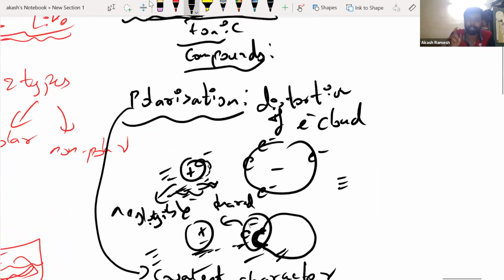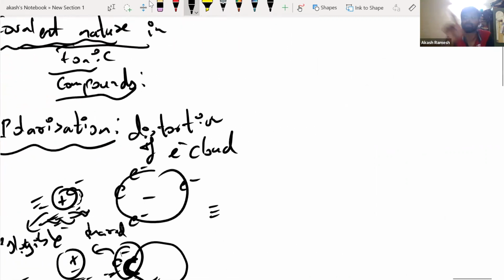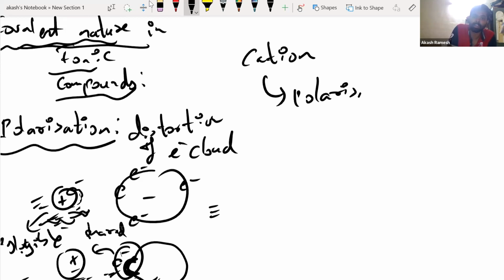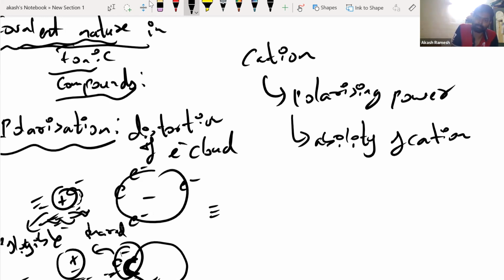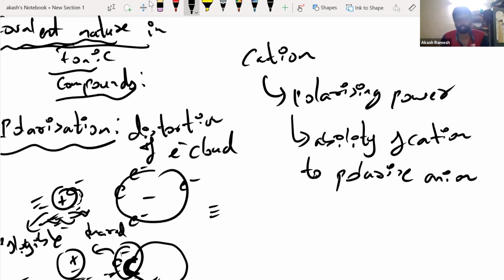Now you understand that the cation is the one which is polarizing the anion. It is because of the cation that the electron cloud is getting distorted in the anion. Whenever we speak about the cation, we use this term called polarizing power. How do I define polarizing power? It is the ability of the cation to polarize the anion.